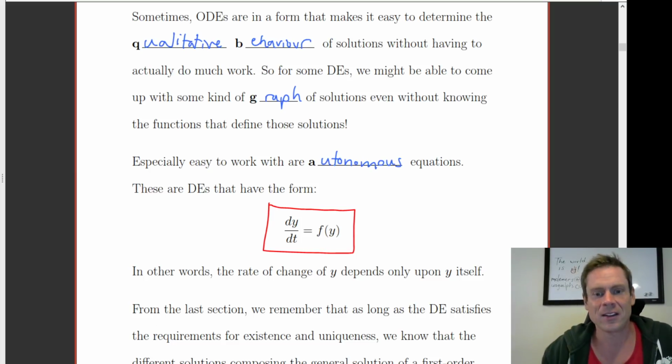What this says is essentially that the rate of change of y, like thinking of this in English, dy by dt, depends only on wherever the height is, right? It depends only on y itself. It's some function of y, okay?